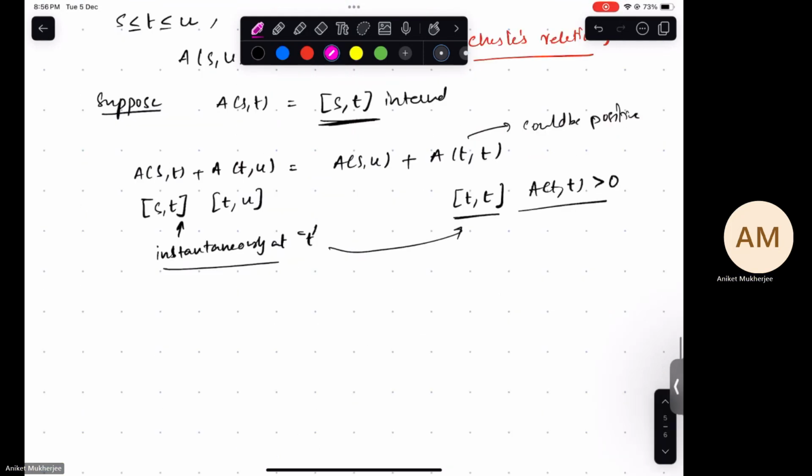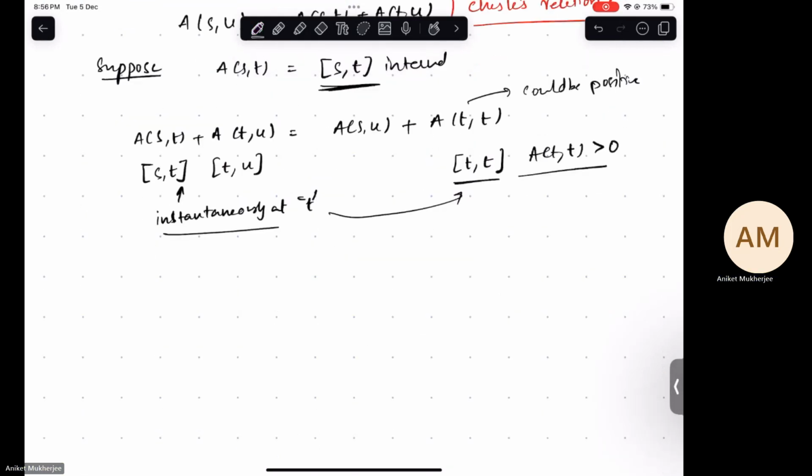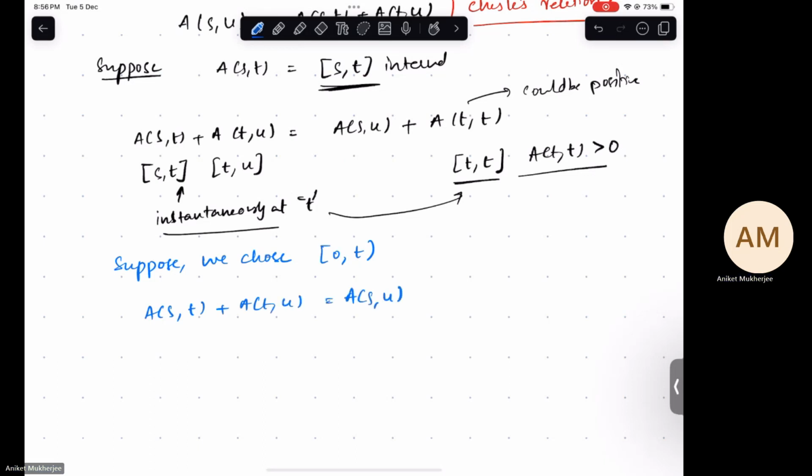Okay, so now suppose we choose 0 to t, this one. Then you see A(S,T) plus A(T,U) is equal to A(S,U). So here you have S to T. You have not calculated any instantaneous arrivals here, but the instantaneous arrivals go in the second part, right? Here you just have S to U. You have not calculated any U here, you have calculated U here, right?